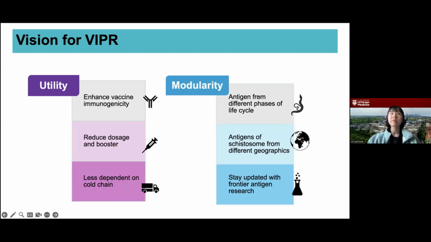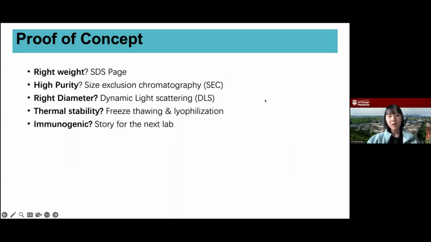But our platform also offers modularity in terms of accelerating testing, because you could plug in whatever antigen from multiple phases of the schistosome parasite life cycle. You could also test different geographical strains, and it's very easy to just plug them onto the same scaffold. We really hope that this platform can inspire other researchers to accelerate the vaccine development process.